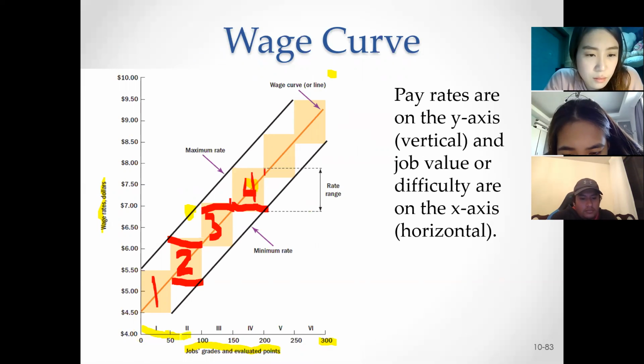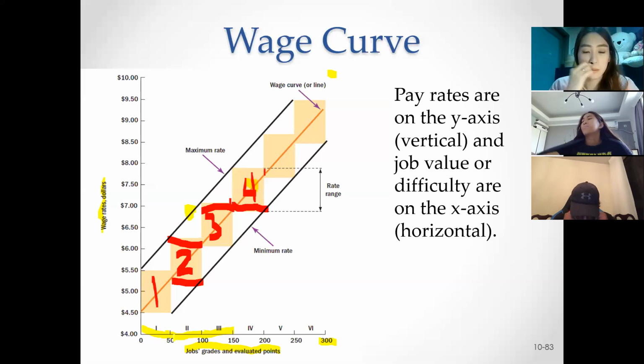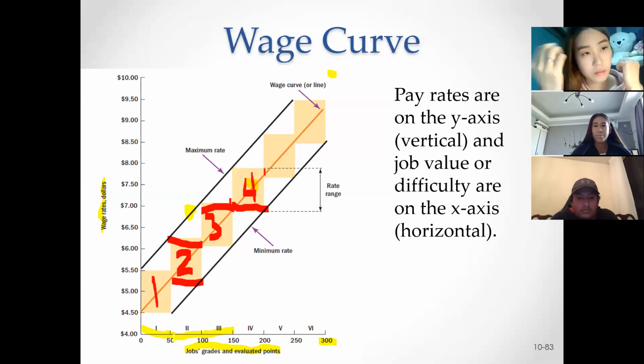Grade 2 is from 50 to 100 points. Grade 3 is 100 to 150 points. So every 50 points that you get for your compensable factors equals 1 grade. And these grades are just like your job title. You can go up in grades as you go up in compensable factors.